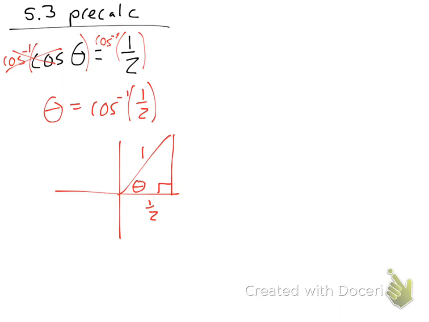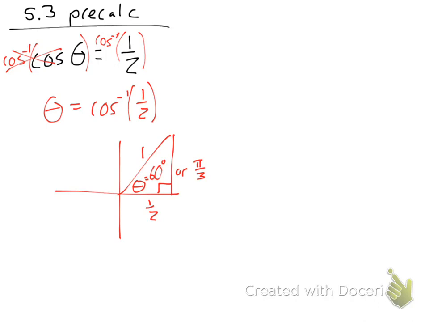Which angle, when I take the cosine of it, gives me 1/2? What's the angle? 60 degrees. Or, if I felt like it, it's pi over 3, isn't it? Pi over 3, 60 degrees, one's in radians, one's in degrees. Now, here's the thing. That's not wrong. It's right. But what if I told you it's not complete?